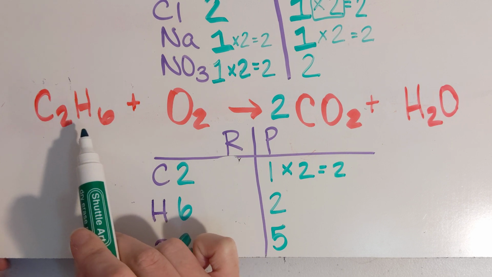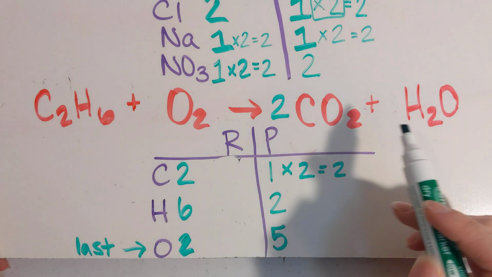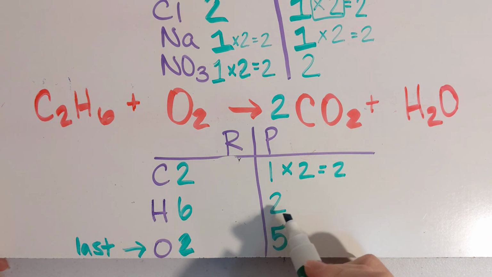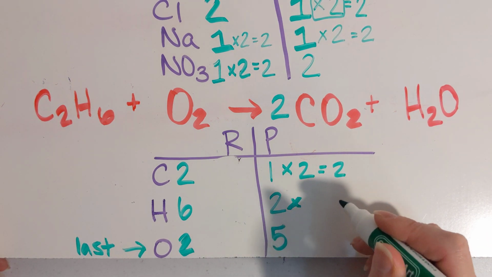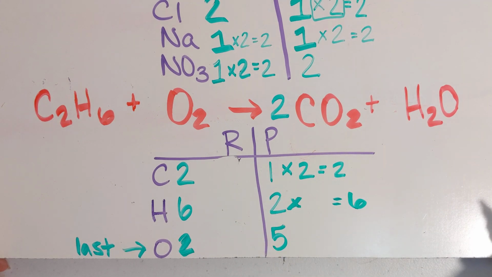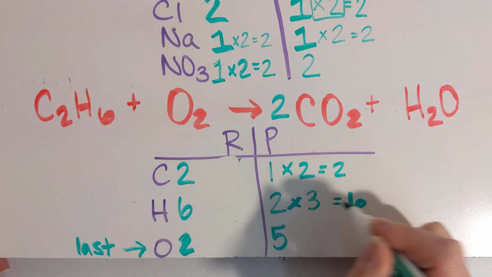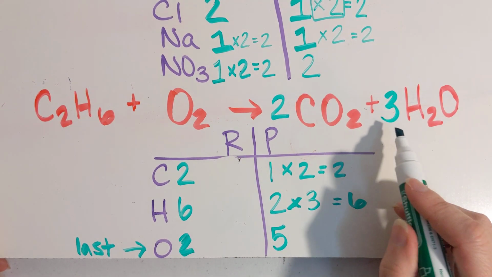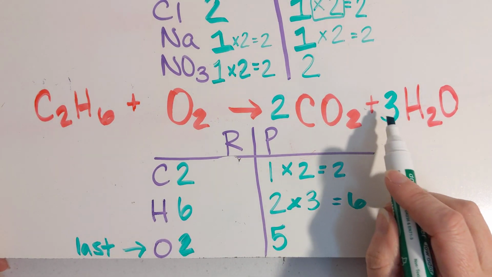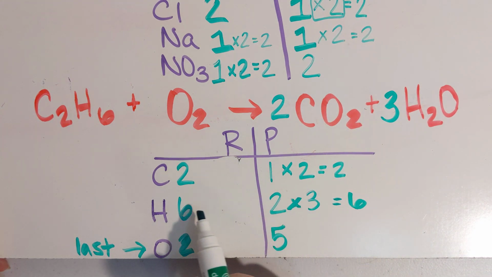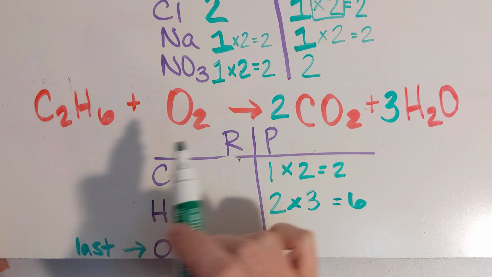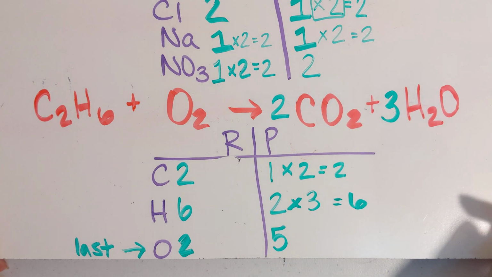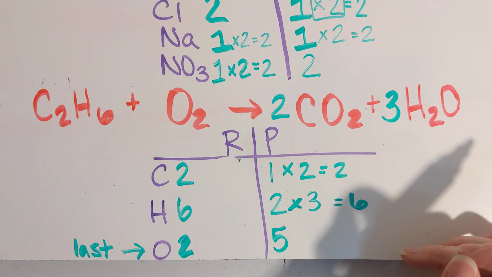Starting with 6 hydrogens and ending with 2. Okay, so I need to multiply 2 by something to give me 6. So that's going to be a 3. 2 times 3 gives me 6. It's a big number. Remember, we can't change the little numbers, only big numbers. So now I'm starting with 6, and I'm ending with 6 hydrogens. Perfect. All right, so that impacted my oxygens as well.